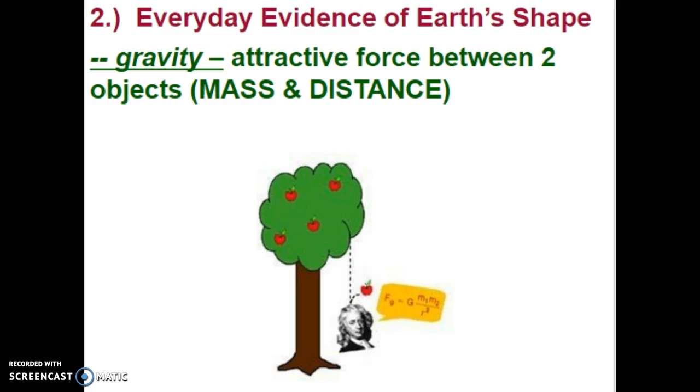We, of course, have everyday evidence of the Earth's shape. We've talked about gravity already. Remember, gravity is the attractive force between two objects, and the larger the mass of that object, the more gravitational attraction it will have, and the closer two objects are, the more gravitational attraction they will have. And basically, in space, where there are microgravity environments, liquids and gases will form in the shape of a sphere, because molecularly speaking, that's the easiest shape for liquid or gas to form in space.